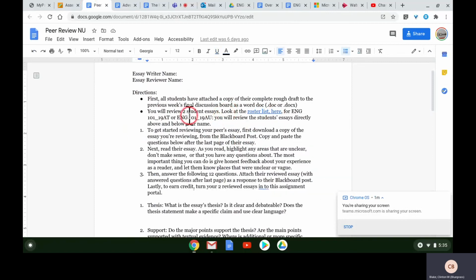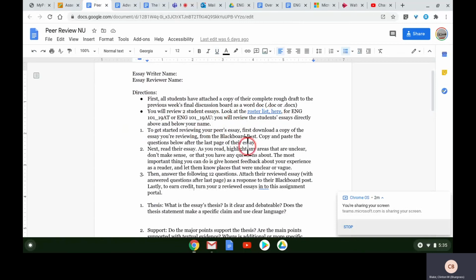And what you want to do, you are going to review the student who is directly above you in alphabetical order and the student who is directly below you. So, if your last name is Smith, maybe there's a student named Roberts right ahead of you. So you're going to review Roberts' essay. And then maybe below you, there's a student with the last name West. So you would review theirs as well if they're the next person underneath you. So that's what you'll do.